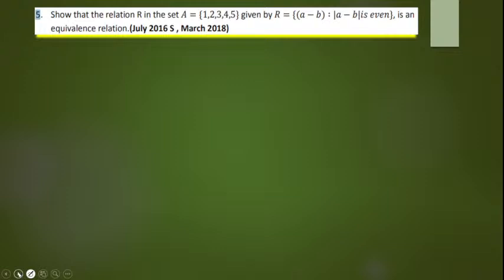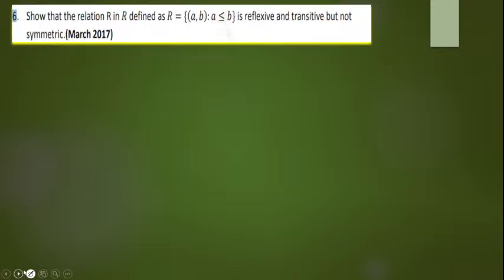We'll go for the next slide here, the sixth one. Okay, this is also one of the trickiest questions. Most of the students will commit a mistake here. The question is very easy, let's see. Solution.